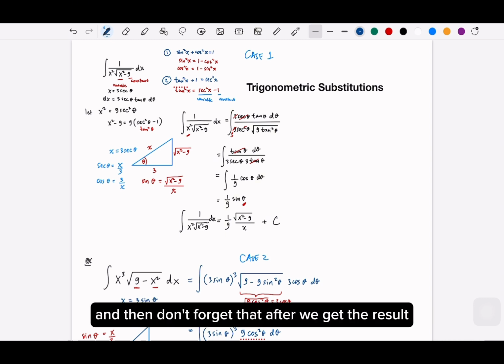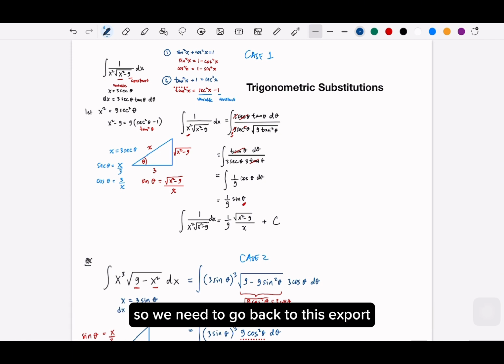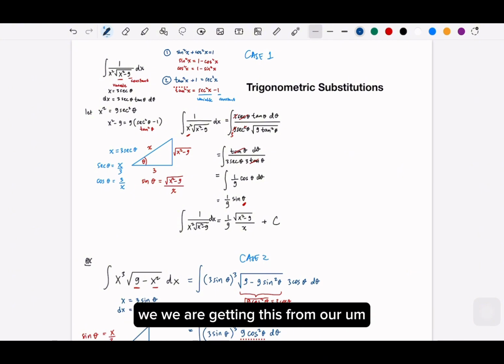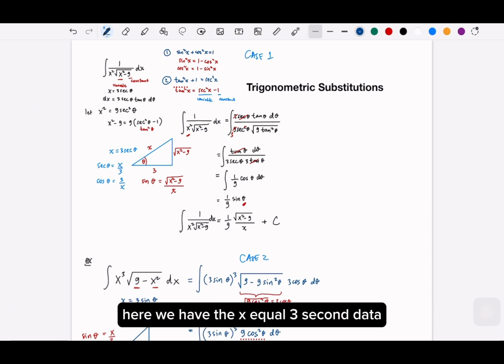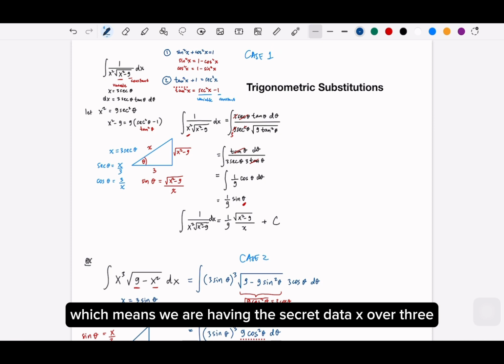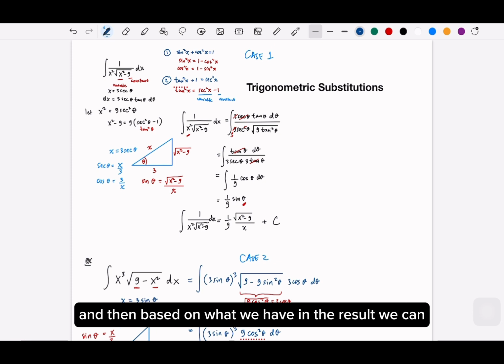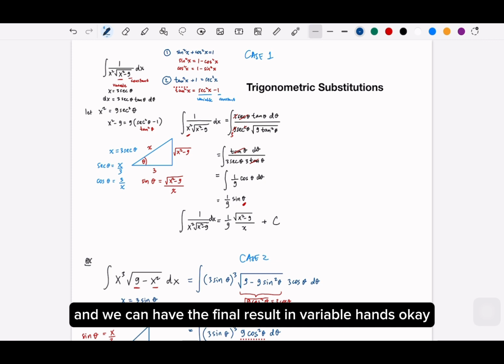And then don't forget that after we get the result, we need to turn back this into the x, because the question is obviously asking in variable x, so we need to go back to this x form. How to do that? We are getting this from our substitutions. For example, here we have the x equal 3 secant theta, which means we are having the secant theta x over 3, and then we can get the idea for this triangle, and then based on what we have in the result, we can relate these two, and we can have the final result in variable x.